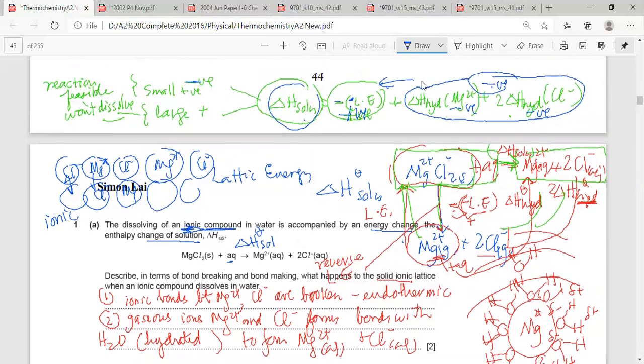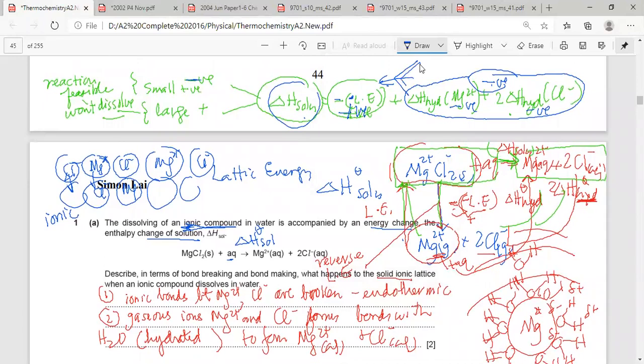If this is bigger than this one here, that means it will be negative, that means it's soluble. So the total amount of hydration energy for the cation and the anion must be bigger than the lattice energy. That means it will be exothermic. If it's smaller than the lattice energy, it will be endothermic, that means it won't dissolve. You clear? Go back and think about it.